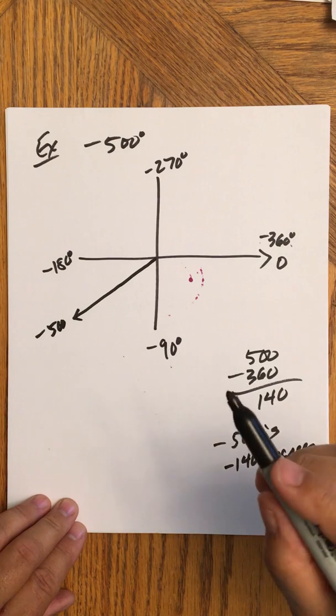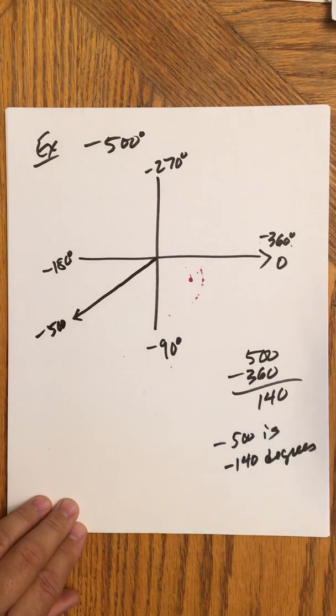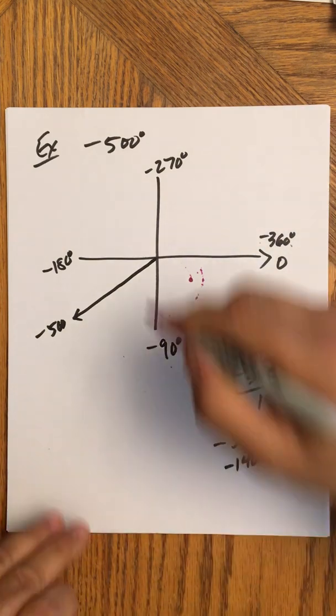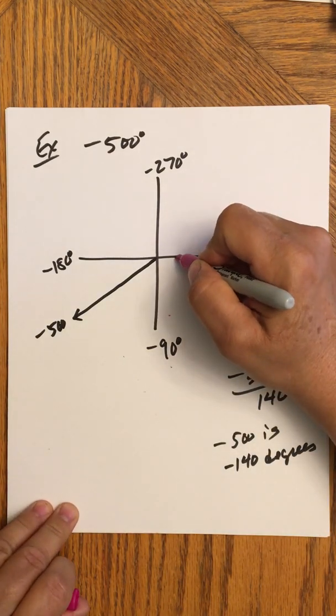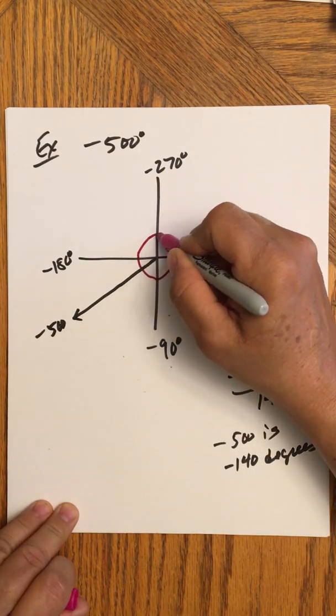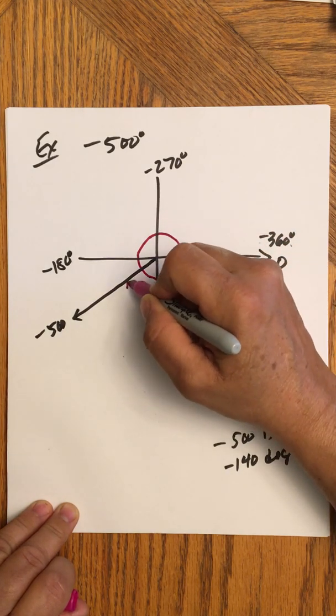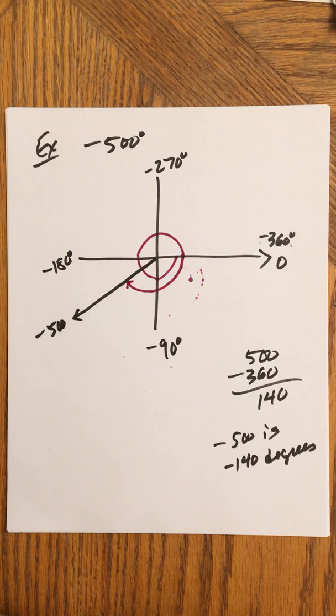All right, so the way that would be represented is you'd start at the initial side, you would go a full revolution in the negative direction, right? And then you'd continue on that extra 140 degrees there. All right.